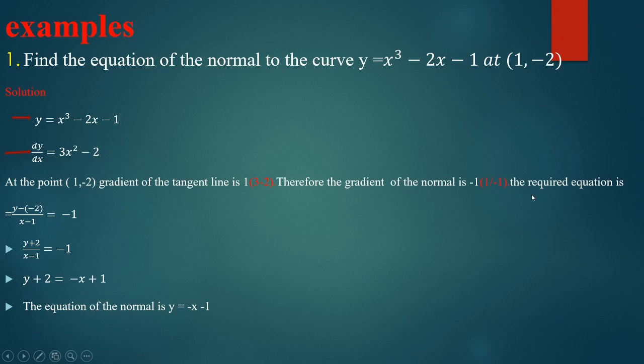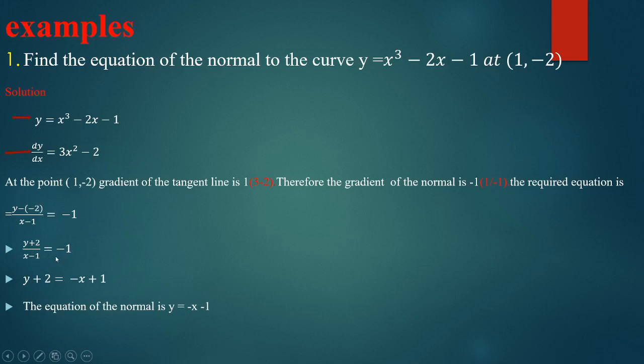That is, the gradient of the normal now becomes negative 1. So we use this same coordinate, and we shall have (y minus 2) all over (x minus 1) equals negative 1 over 1. So we cross multiply, 1 into that. Remember, minus becomes positive, so we shall have y plus 2 all over x minus 1 equals negative 1.